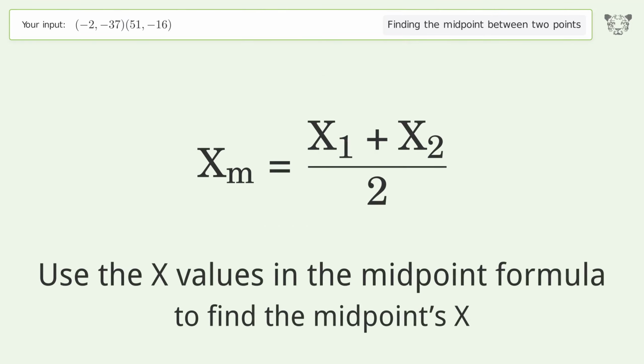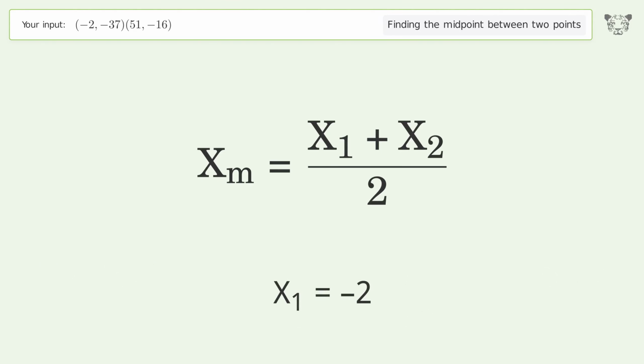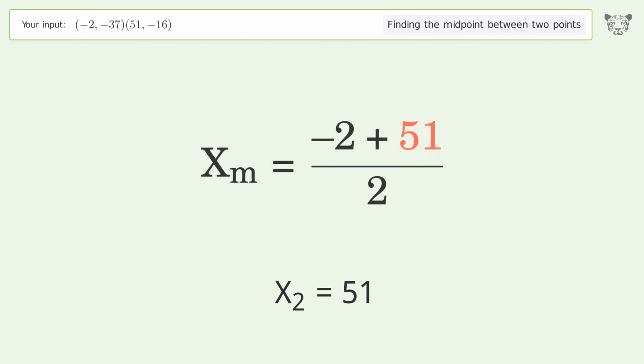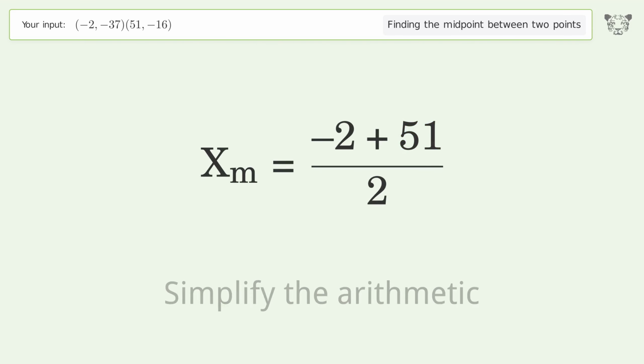Use the x values in the midpoint formula to find the midpoints x. x1 equals negative 2. x2 equals 51. Simplify the arithmetic.